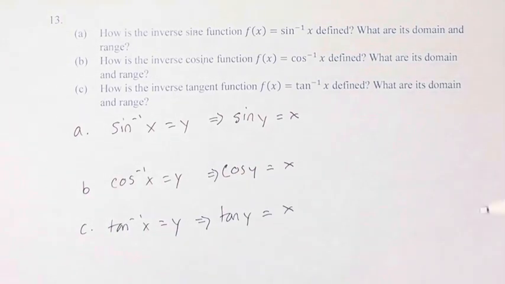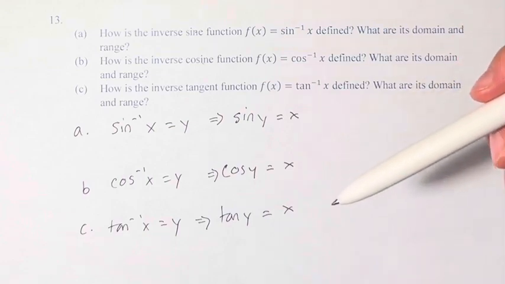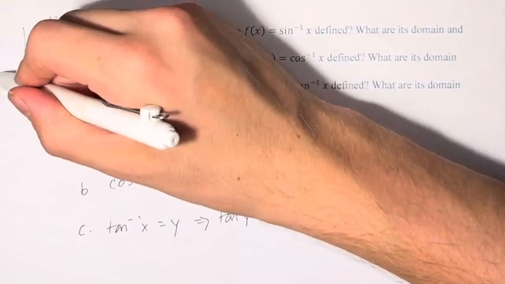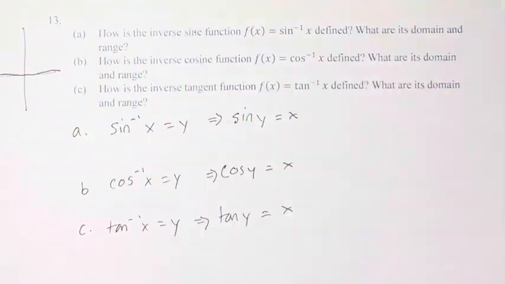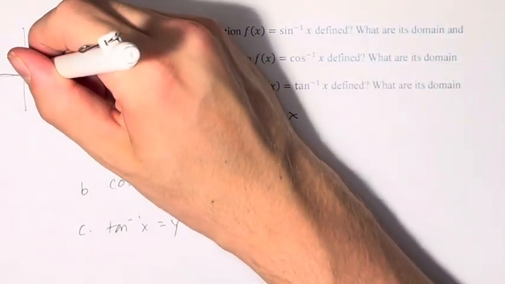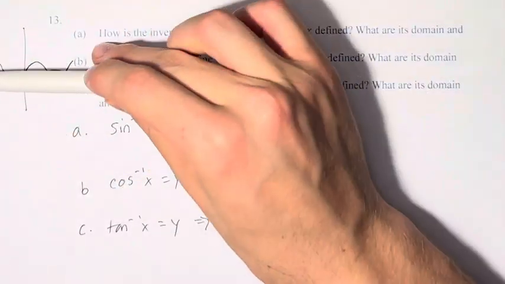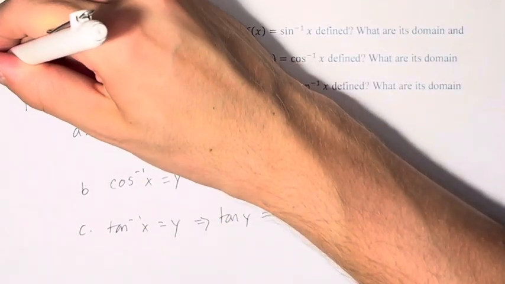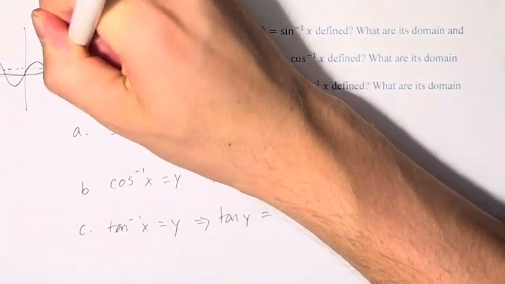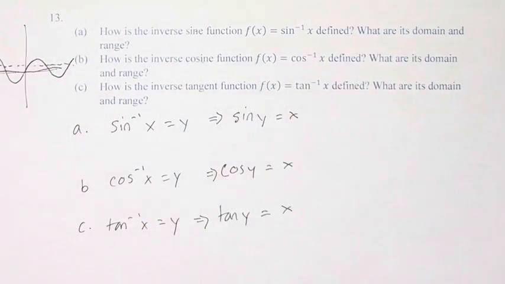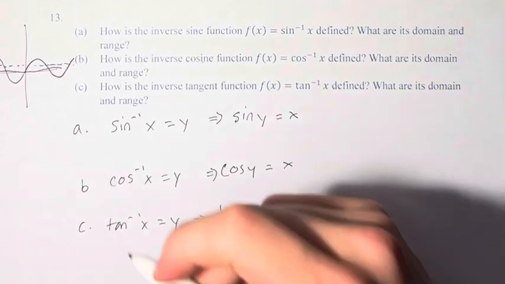However, what you might know is that the domains and ranges are not what you would expect, because sine, cosine, and tangent are not one-to-one functions. For sine, for instance, I'll graph it right here. The sine function looks something like this. This is not passing the horizontal line test, because if we draw a horizontal line like here, it's infinitely many times it's going to hit the function. So you have to restrict the function to a certain domain.